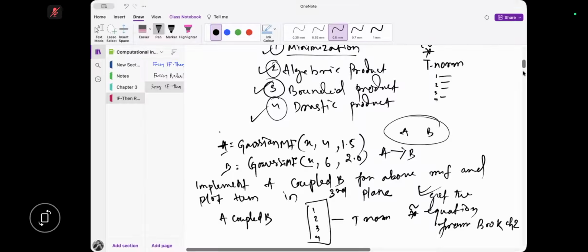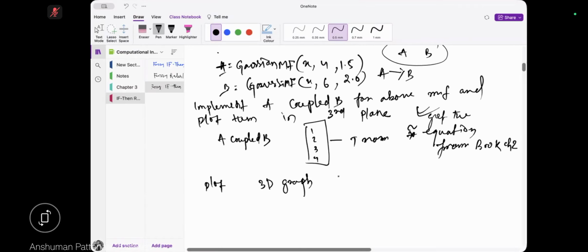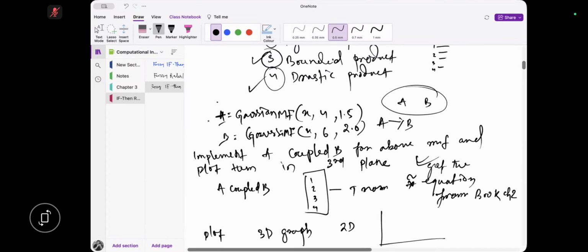Once that is done, you have calculated, then you have to plot a 3D graph. So far, we have used 2D graphs, which means we have used only the x-axis and y-axis. Here, what is the scenario? A belongs to x, and B belongs to y.